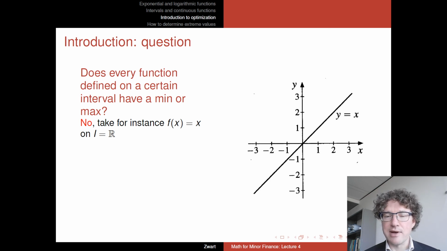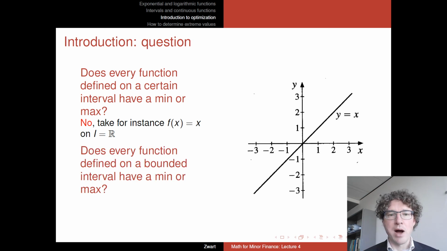So clearly we have to impose some additional conditions if we want to be sure that a maximum actually exists. What makes sense here from this counterexample is to limit our investigations to functions which are defined on a bounded interval. So let me re-ask the question: does every function defined on a bounded interval have a minimum or a maximum?